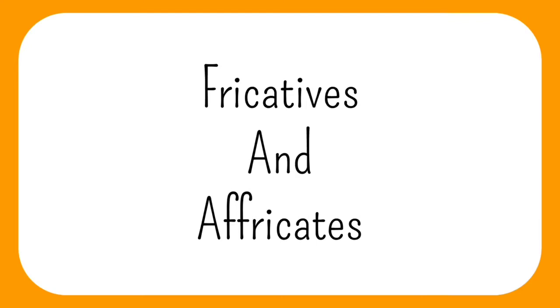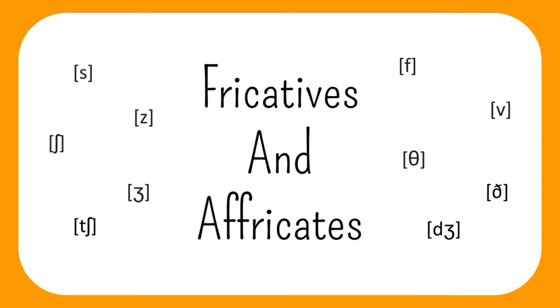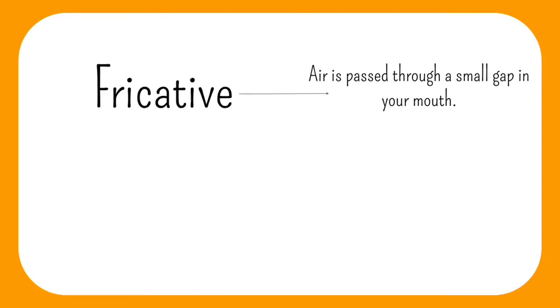In this series, we're going to learn all about the physical. Today, we're going to learn about the Fricatives and Affricates, in particular, these ones. Fricatives are sounds that happen when air is passed through a small gap in your mouth, causing turbulence. The air is never fully blocked. Think of friction.